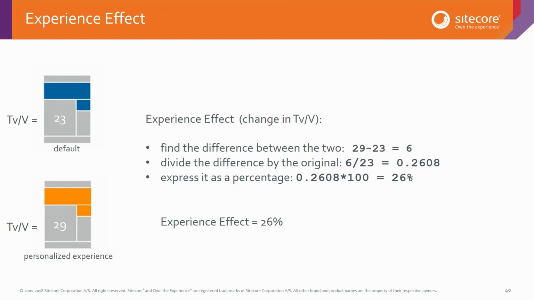And one key metric that appears in experience optimization reports is the experience effect. So it's just like lift, but instead of comparing conversion rate, it's comparing the trailing value per visit. And again, Sitecore calculates this for you.